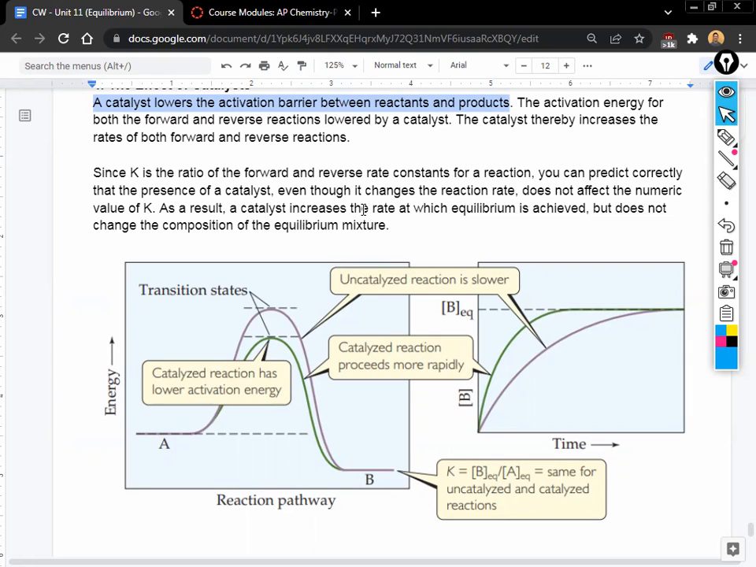So two things from this part right here. A catalyst lowers the activation barrier. And so catalysts help you get to equilibrium faster, but they do not change what the equilibrium is. It doesn't change that ratio. That's what you can see here. It lowers the energy hill, it's the green one. But if you see right here, the position of equilibrium is the same.